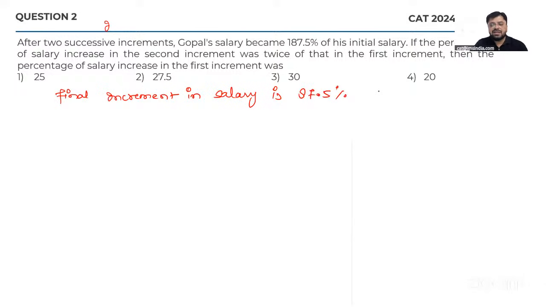How are we getting it? Anything and everything in this world in itself is 100%. So whatever you are getting extra will be over and above the existing part. So whatever was the salary, we are taking that base to be 100 and it becomes 187.5%, which means the increment is 87.5%. If the percentage of salary increase in the second increment was twice that of the first increment, then the percentage of salary increase in the first increment was.